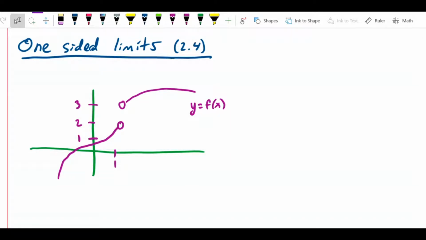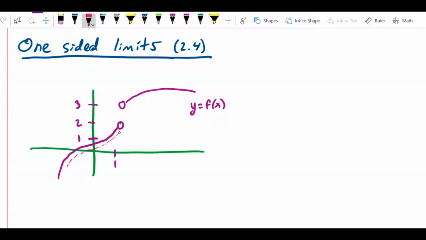Topic is one-sided limits. In the last lecture, we talked about how, to understand a limit, we imagine an ant crawling along a function and trying to figure out where it's going to end up. So let's take a look at the function that I've drawn here. If you're the ant crawling along, and once again we'll draw this as our red fire ant.